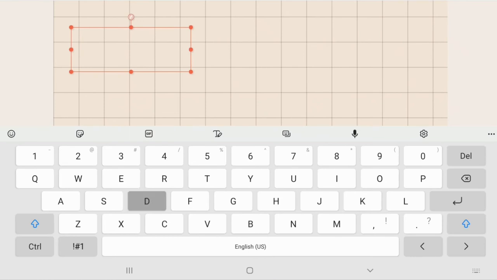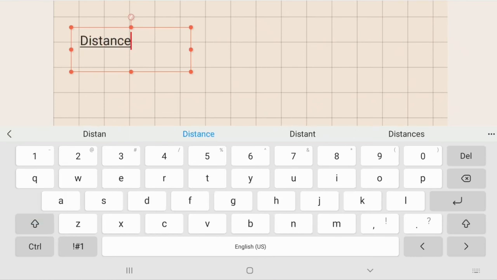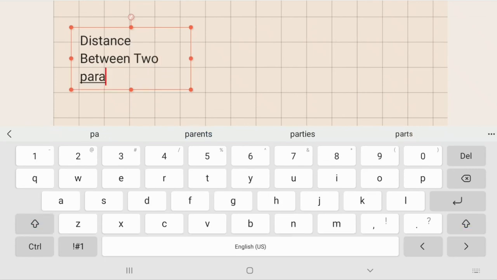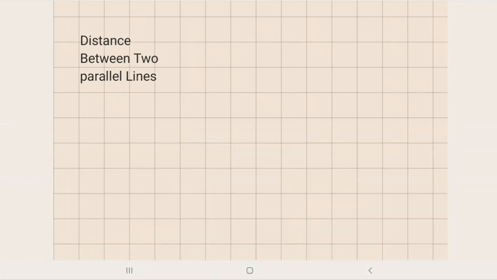Now we will see how to find the distance between two parallel lines.